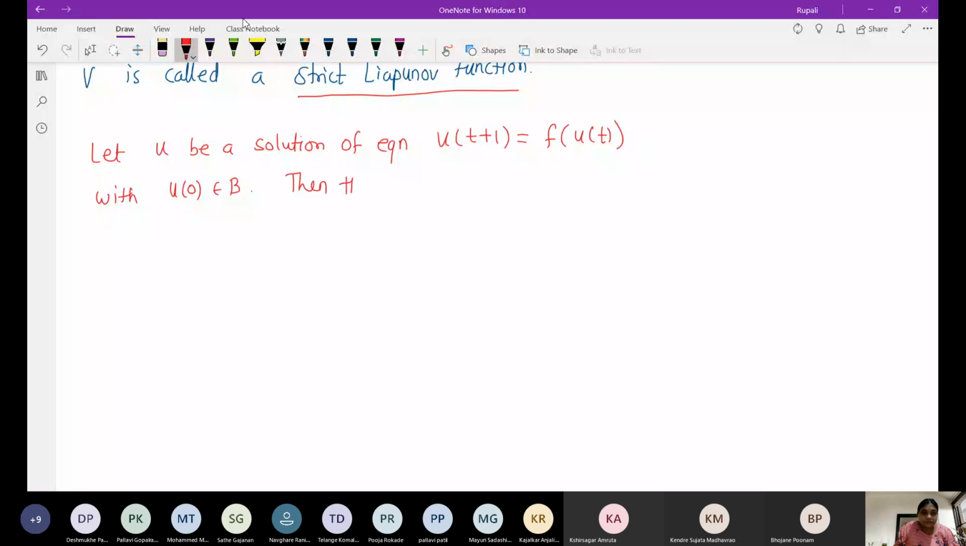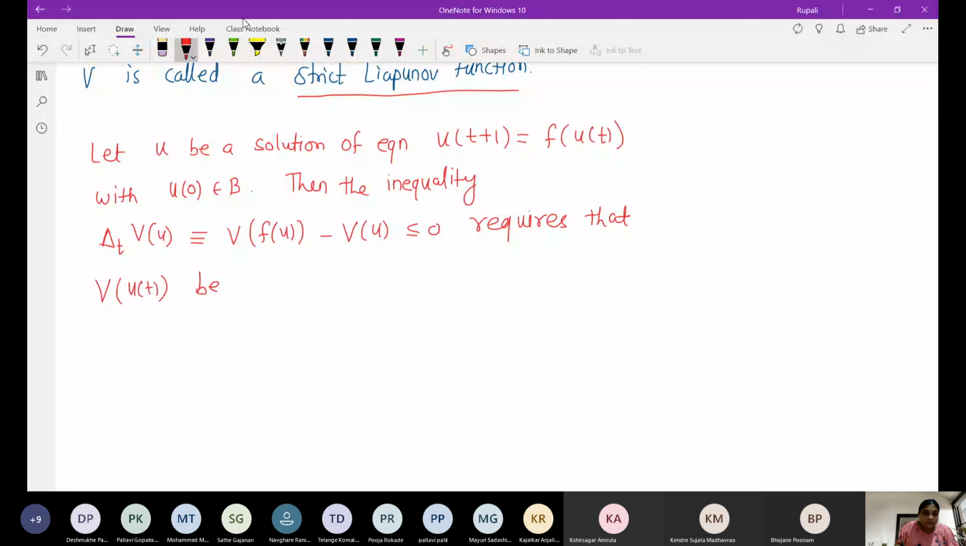Then the inequality, this delta t V at u, which we are defining as V at f at u minus V at u, is less than or equal to 0, requires that V at u t be non-increasing as a function of t as long as u t belongs to V.